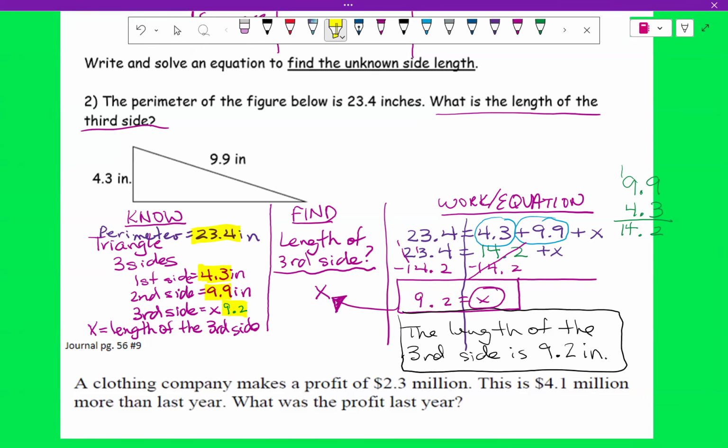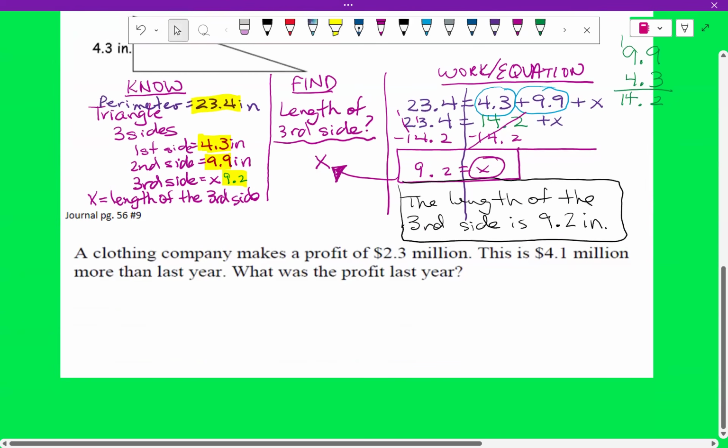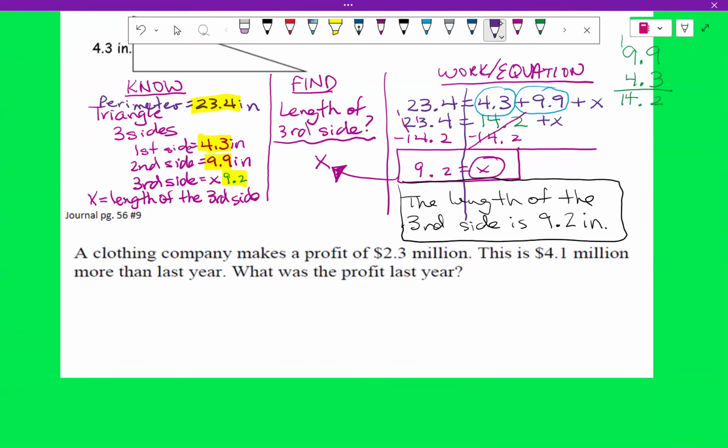Now go grab your journal, your record and practice journal, that's red, and turn to page 56. We're going to do number 9 together here. Or you could write this on the back side of your notes. It's up to you. Again, journal page 56, number 9.